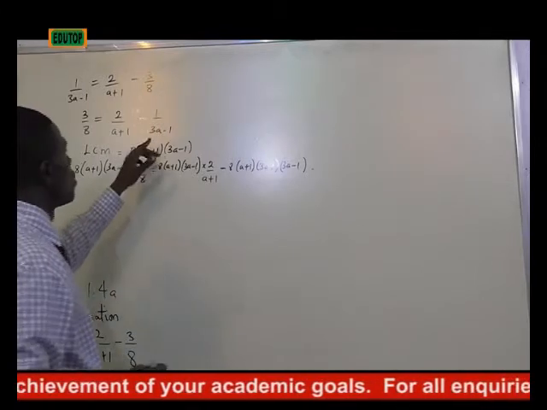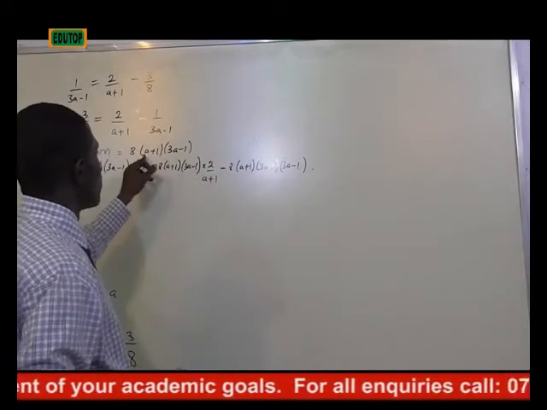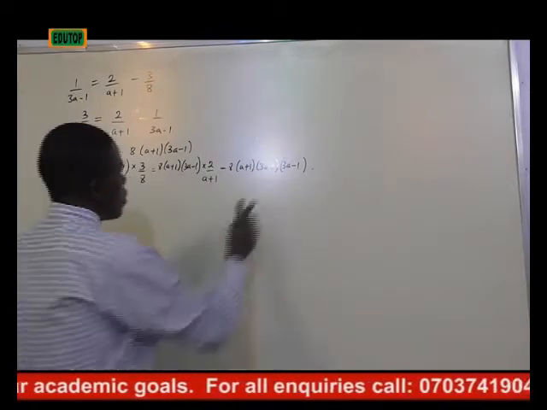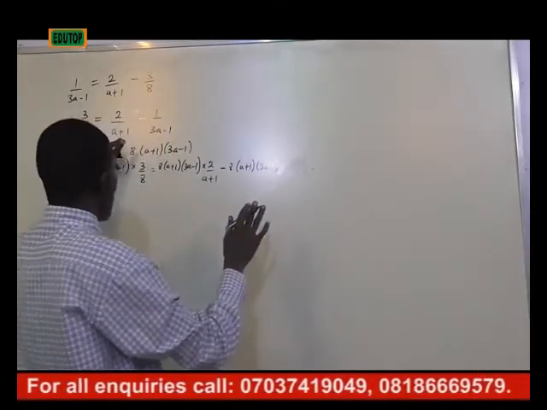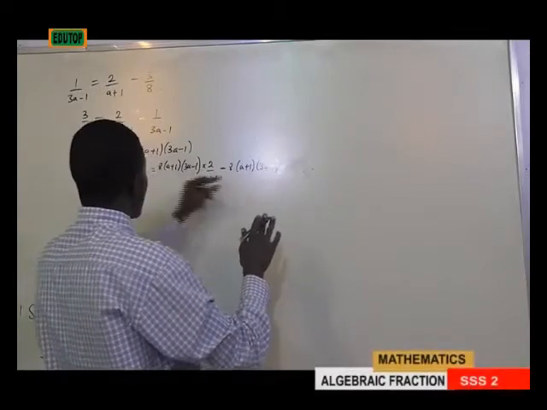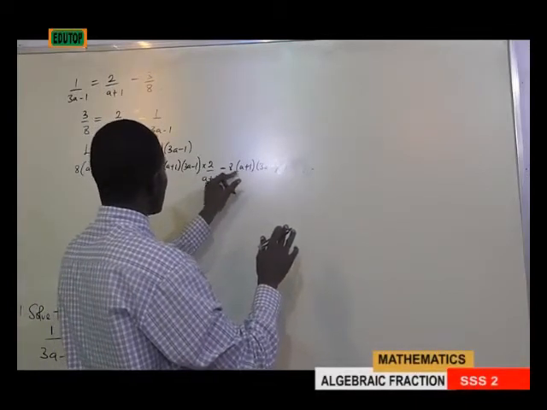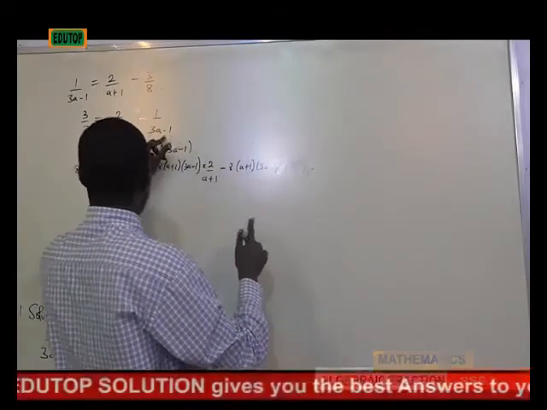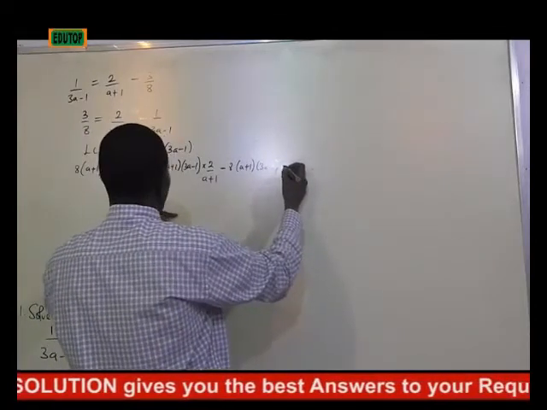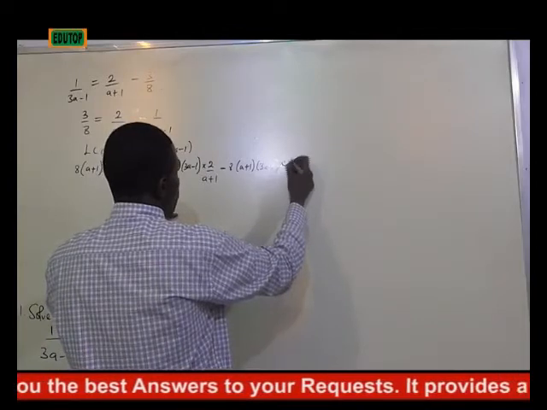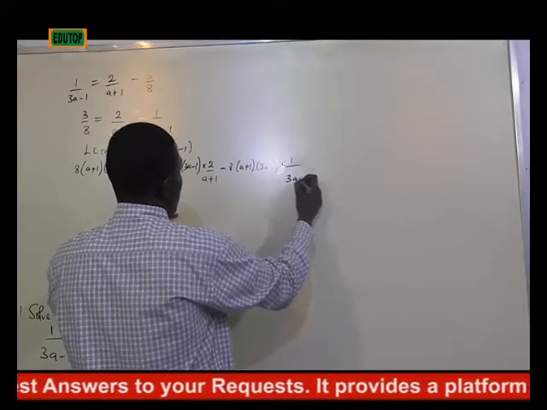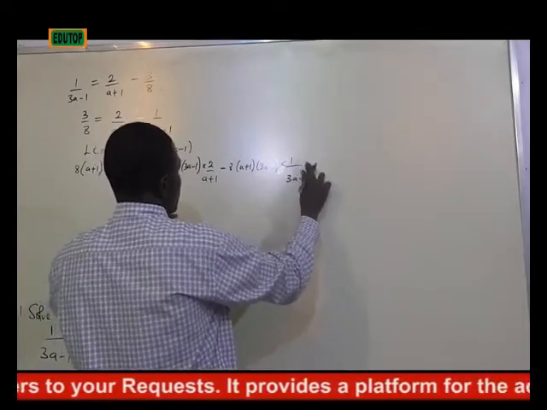Into. So this will definitely be, if you multiply this by this, we have this 8 into a plus 1, 3a minus 1 multiplied by this, automatically you have times 1 over 3a minus 1. That's what we're going to have.